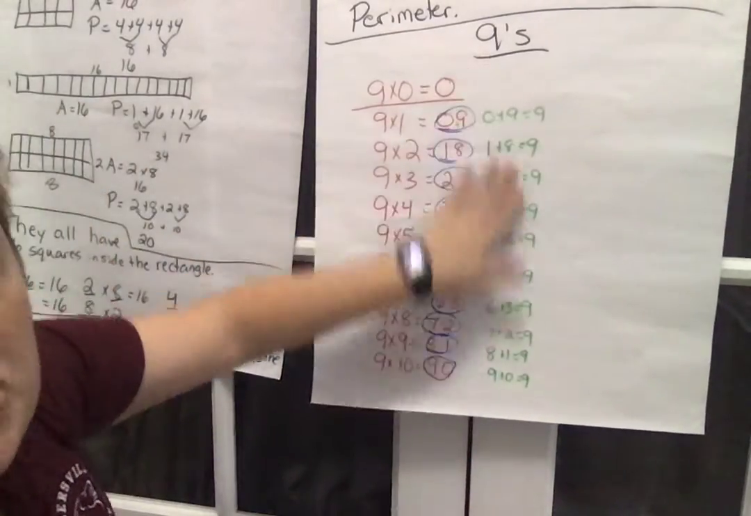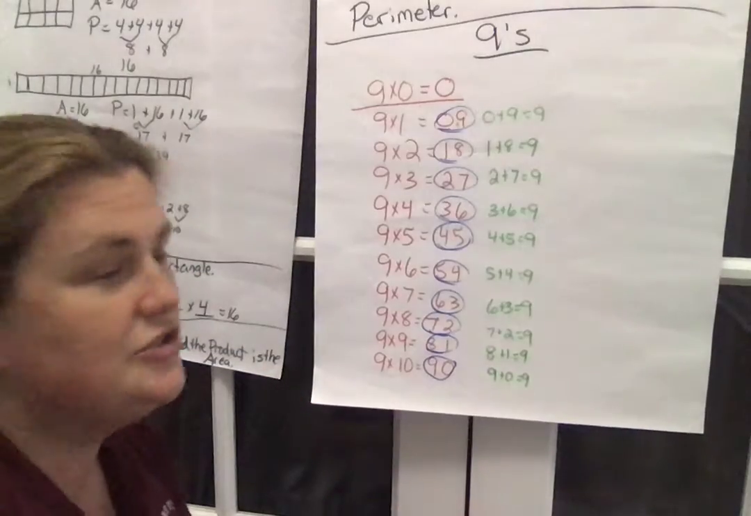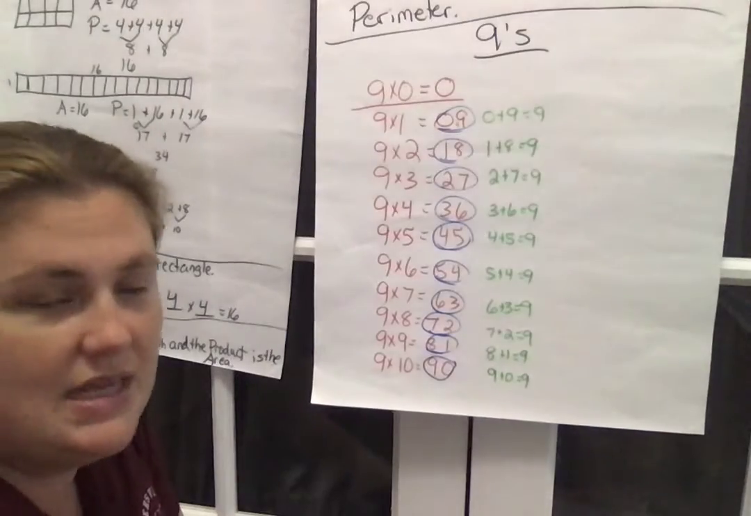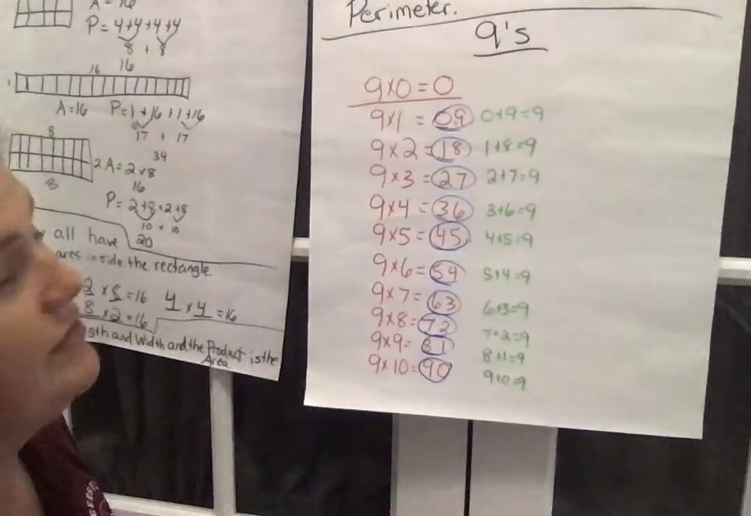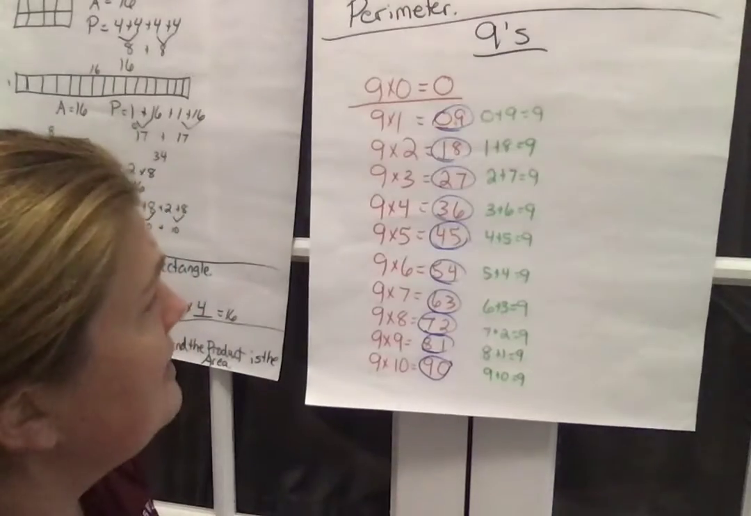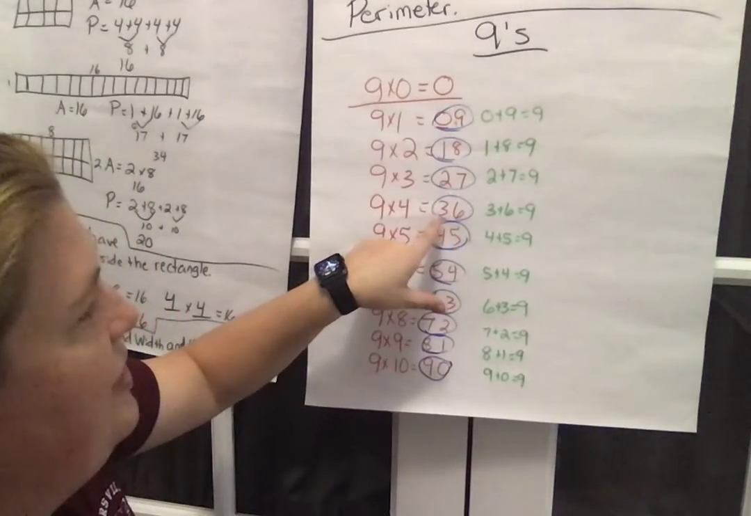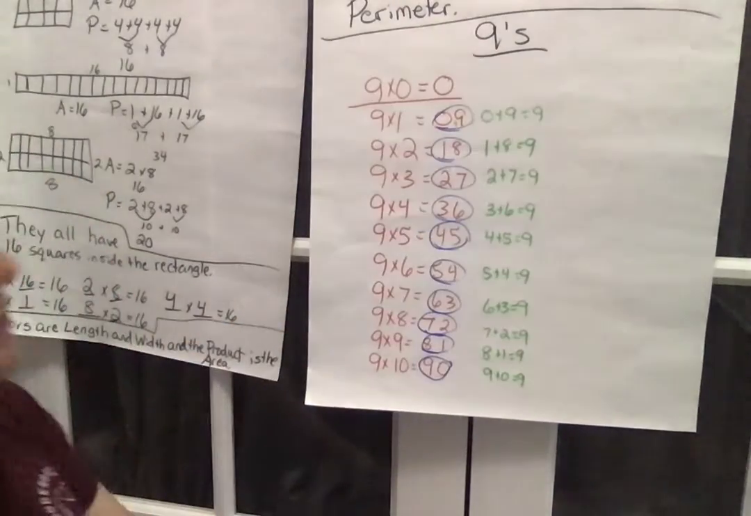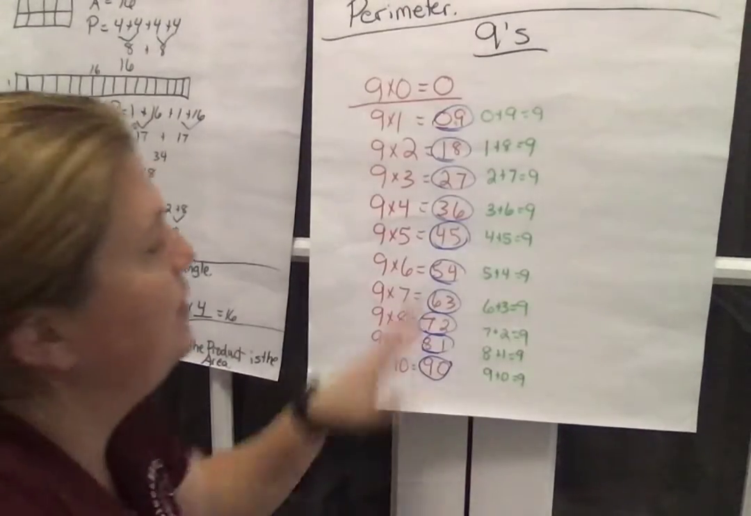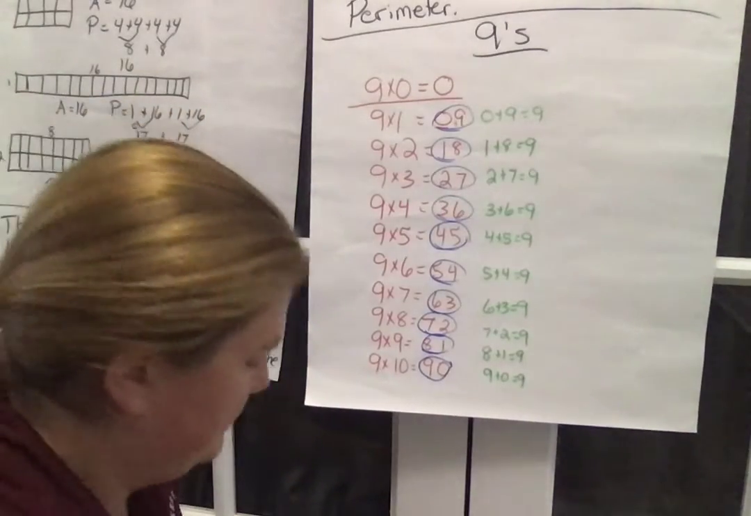So a good way to check your nines is to add your two digits in your product together. And if they equal 9, then you know you have the correct answer. If, for example, you accidentally put 35 here instead of 36, it wouldn't equal 9. It would only equal 8. So we would know we had one wrong.